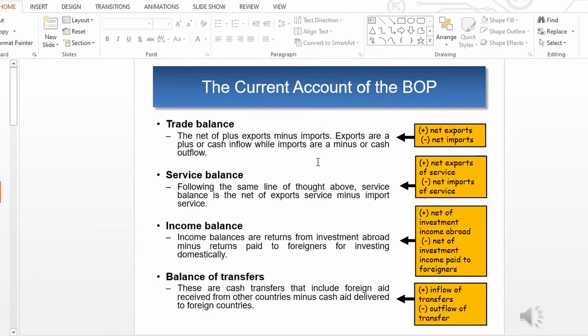Exports is a plus because these are cash inflow. This is money coming into our country. When you export, you are selling, right? So that's money coming into our country. While imports are a minus or cash outflow. When you are importing, you are buying from abroad, so you have to pay for that. It's money coming out of the economy. So that's the trade balance.